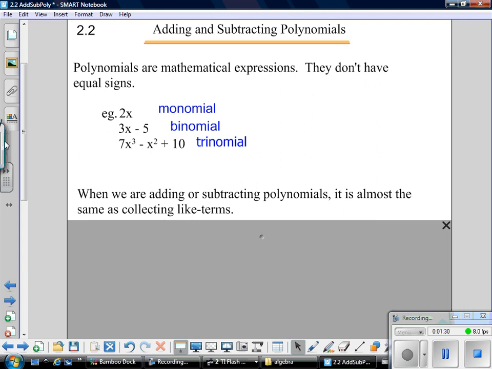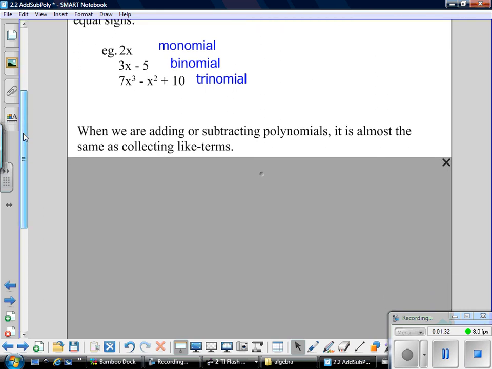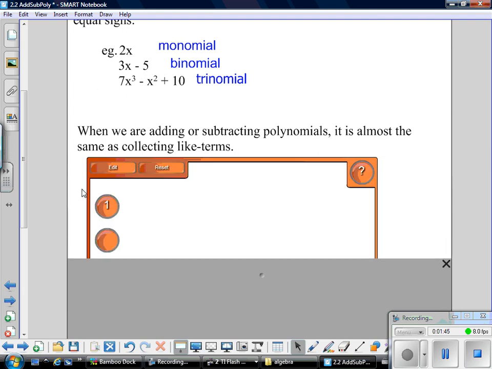Now, when we're adding or subtracting polynomials, it's almost the same as collecting like terms. So it's not really that difficult. If you can do collecting like terms and adding and subtracting them, no big deal when it comes to adding or subtracting polynomials. So this is what happens.